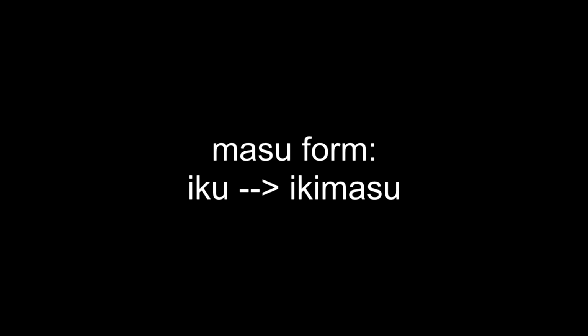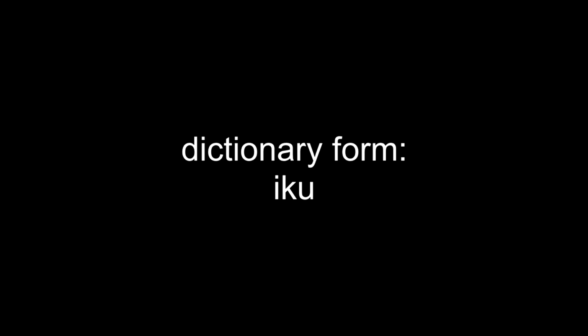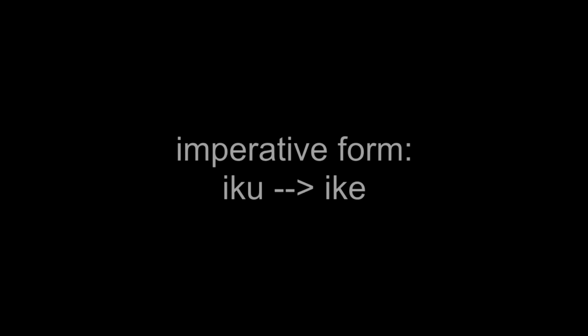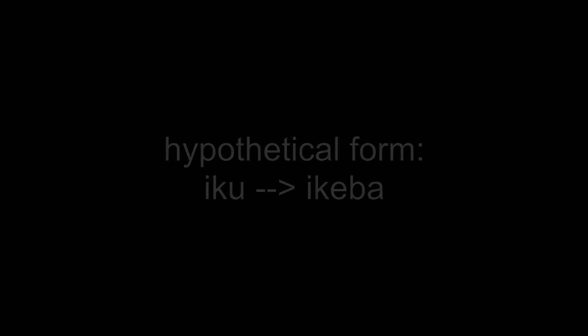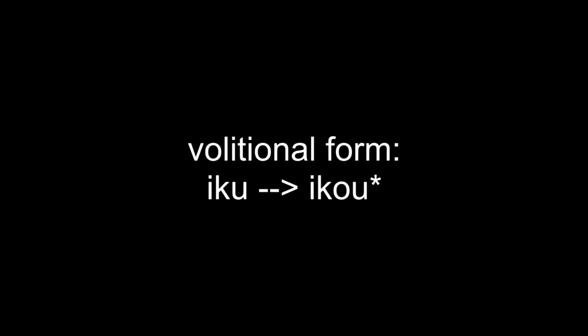For mas form, iku becomes ikimasu. For dictionary form, we just have iku. For imperative form, iku becomes ike. Hypothetical form looks very similar here. Iku becomes ikeba. And for volitional form, iku becomes iko.